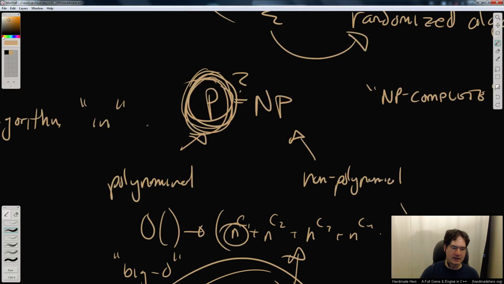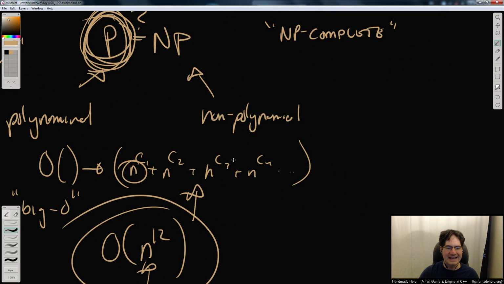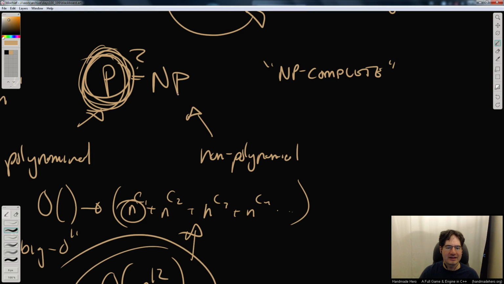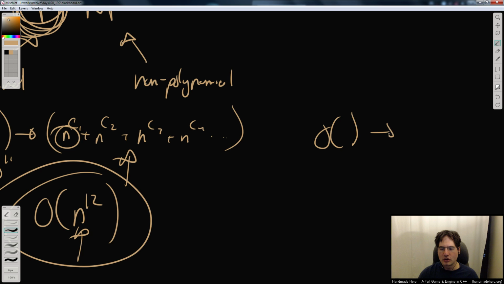Now, obviously, NP is just the other way round. I cannot write it that way. So if an algorithm is in non-polynomial, if it's in NP, it means that its order notation looks something like this. The variable n that represents the work units is actually in the exponent, right? And at that point, I am in NP. I can no longer say that this has polynomial time.